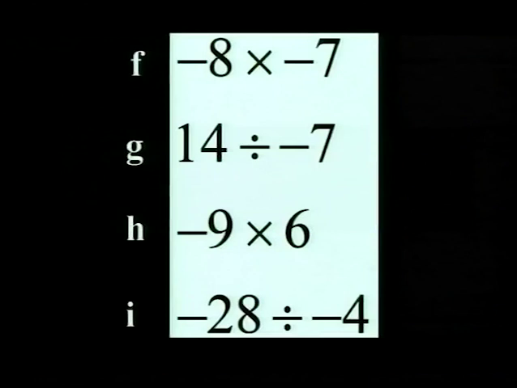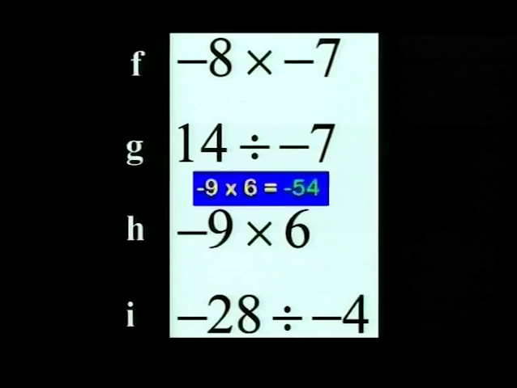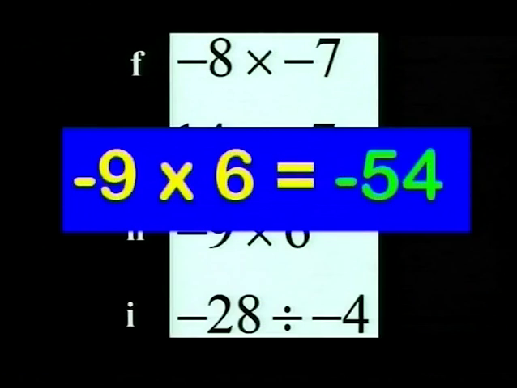H, negative 9 times a positive 6, you're multiplying a negative and a positive number. Your answer will always be negative, negative 54. Negative 9 times 6 is negative 54. Okay.